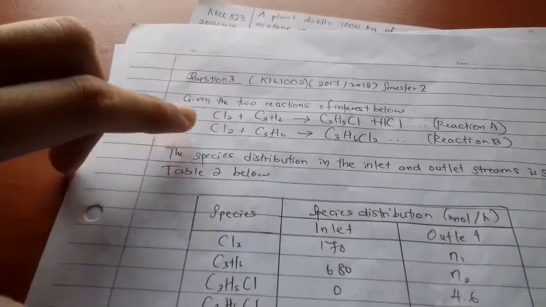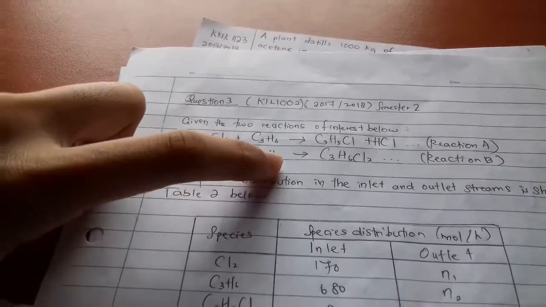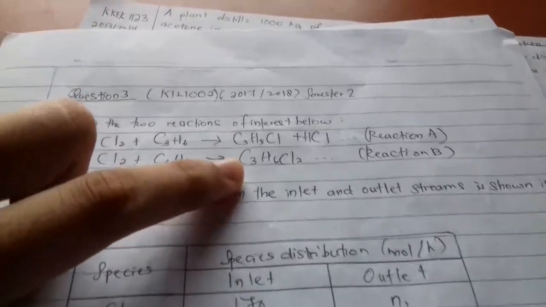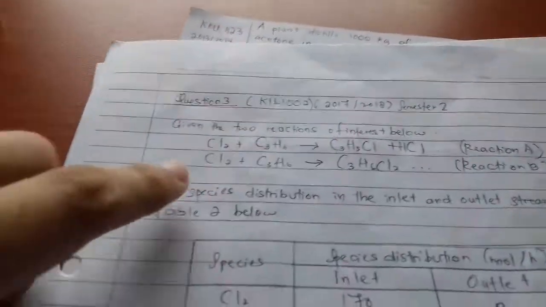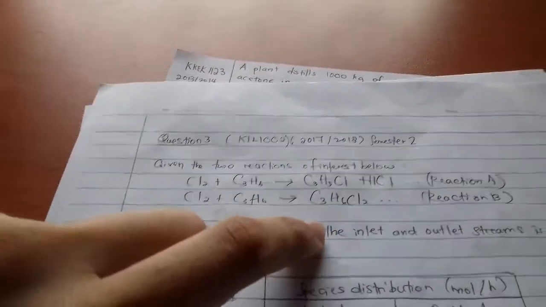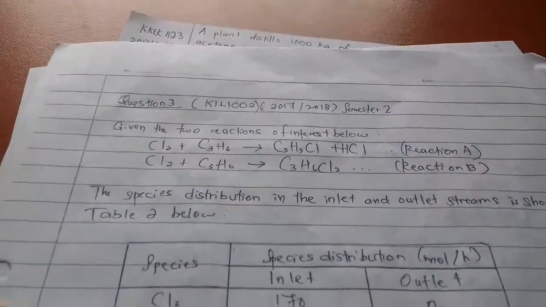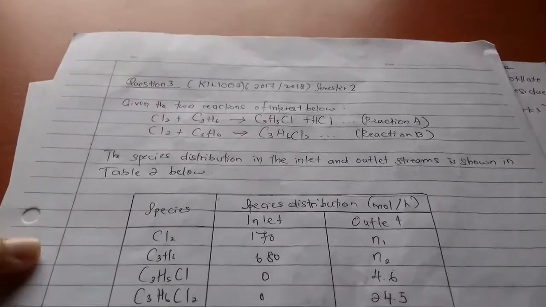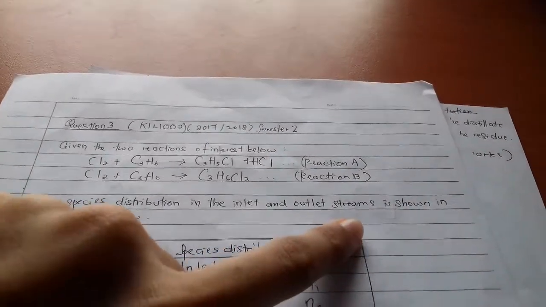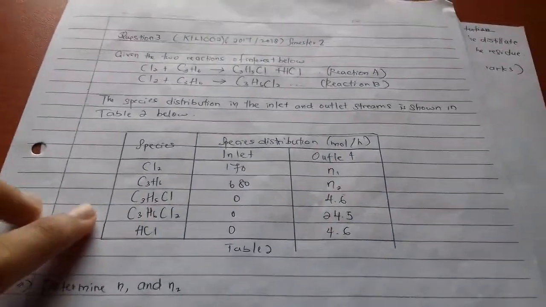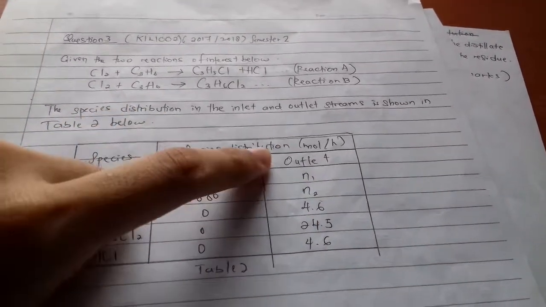So given two reactions, the reaction given is Cl2 plus C3H6 and then we get C3H5Cl plus HCl for reaction A, and then Cl2 plus C3H6 gives C3H6Cl2 as the product for reaction B. Alright. So for the species, the question says that the species distribution in the inlet and the outlet streams is shown in table 2. Here we have table 2, the inlet and the outlet for the species distribution.